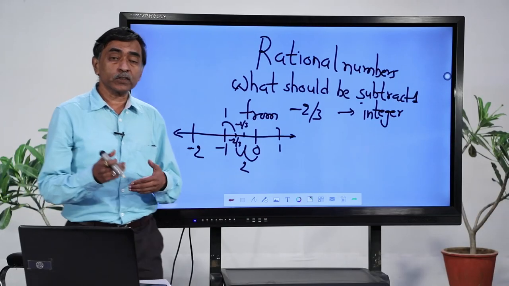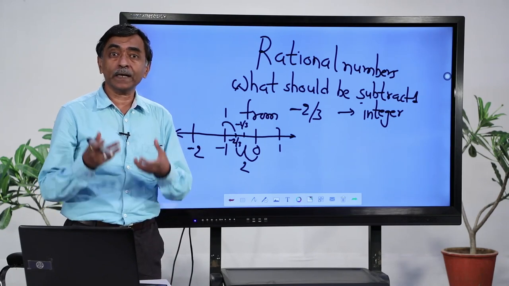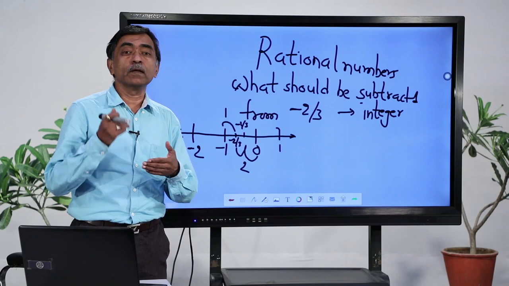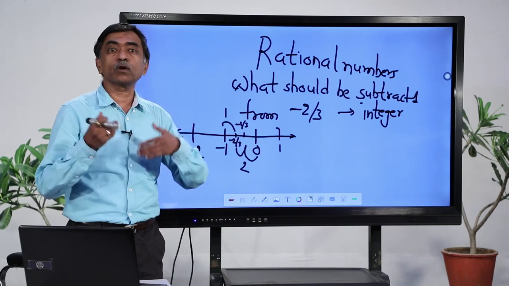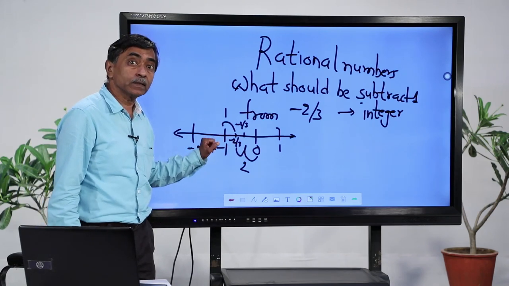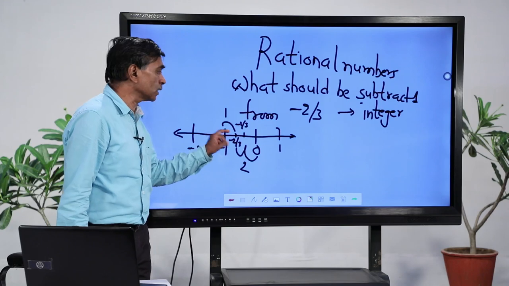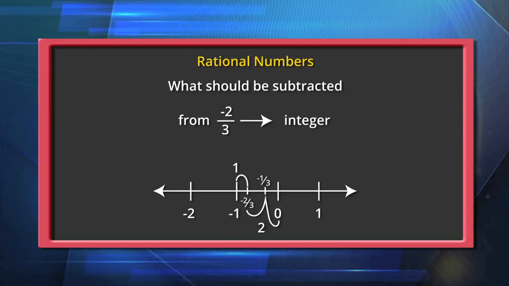So, in this way, first of all, let us try to find what exactly we want to find, and then we can convert this into the mathematical language, into equations or whatever it is, and then we can see what can be the answer. Now, what can be the obvious answer here? What should be added to minus 2 by 3? Look, from minus 2 by 3, I am proceeding towards minus 1.